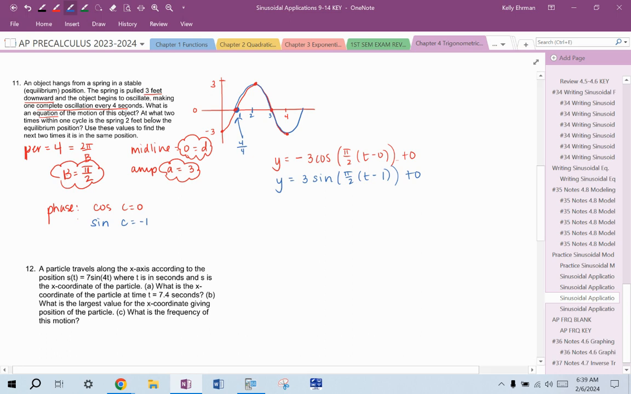And then there are some follow-up questions here. It says, at what 2 times within one cycle is the spring 2 feet below the equilibrium position. So this is asking, when does the graph hit -2? Now I'm going to go on the sine curve. It looks like 3 spots the way I drew this in, but remember we're talking within 4 seconds. So I would be setting the cosine curve equal to -2. I could also be setting the sine curve equal to -2. So you could get two different values because it's not asking within the first 4 seconds. It's asking within one cycle.